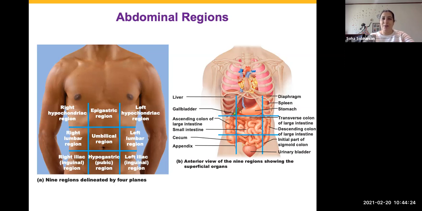Tell me guys, what does hypo mean? Below something, right? Chondriac means what? Cartilage, right? So here's your cartilage. These two regions, one here and one here, literally mean below the cartilage. Hypochondriac means below the cartilage.